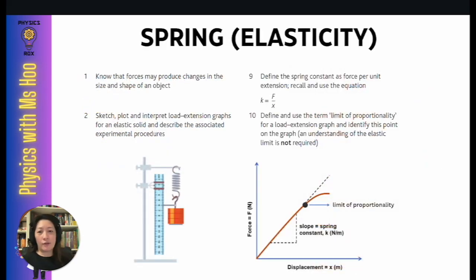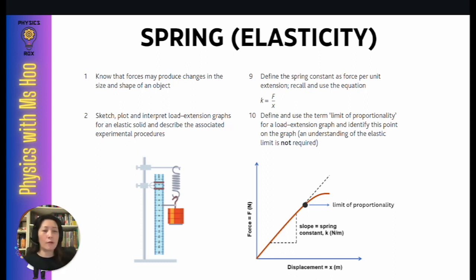Next, you need to know about the spring. So you need to know that forces could produce a change in the size and shape of an object. And from a spring experiment, you need to be able to sketch, plot, and interpret the load extension graphs for an elastic solid, in this case normally the spring, and you need to be able to describe the associated experimental procedures. So if you can't remember that, please watch my video about springs.